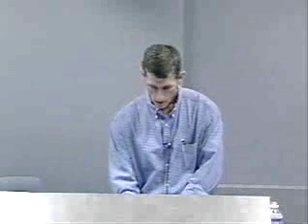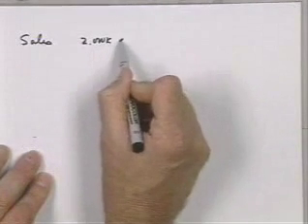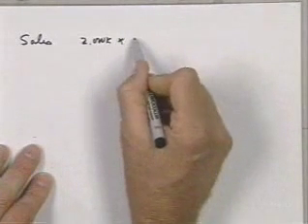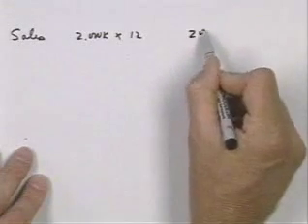And here we go. Sales to the outside, right? So if they in fact do that, sales to the outside would be 2 million times $12 per unit, or 24 million.